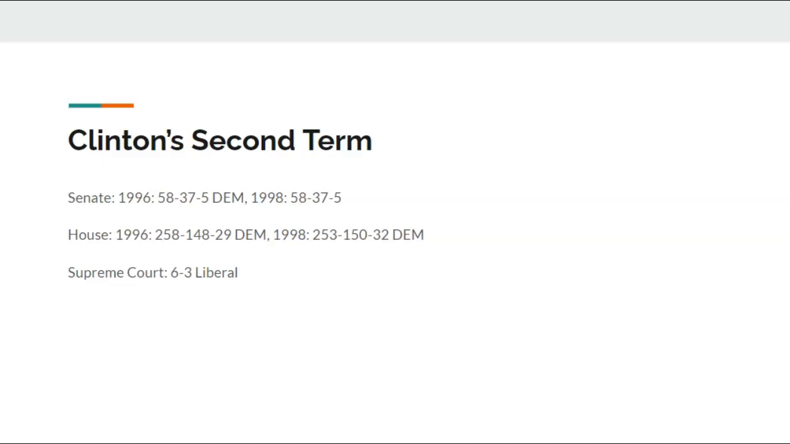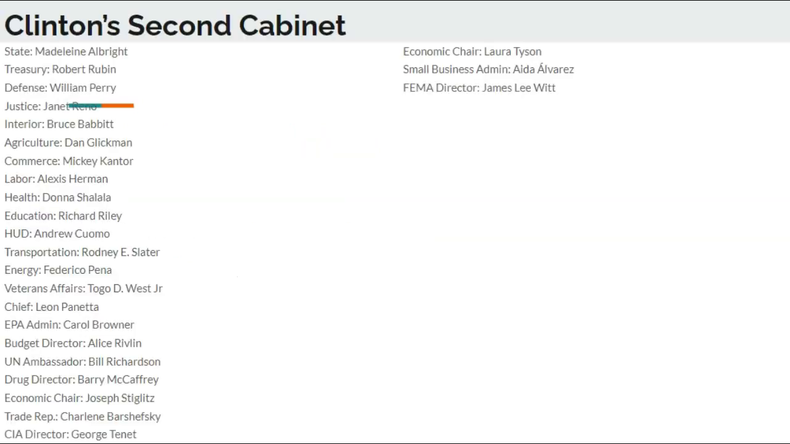Within Clinton's second term, of course, after the 1996 elections, Democrats would hold a 58-seat majority in the Senate and a 258-seat majority in the House. After the midterms, however, Democrats would hold a 58-seat majority still, and Democrats would still hold a majority in both houses of Congress, as they held 253 seats in the House. The Supreme Court would stay 6-3 liberal, but Clinton would not appoint any more justices. Here is Clinton's second cabinet after he is re-elected.